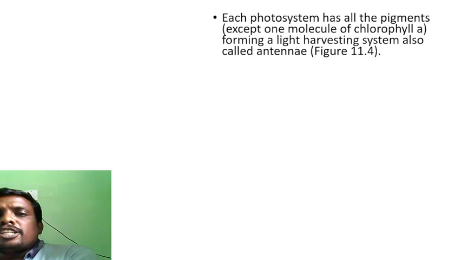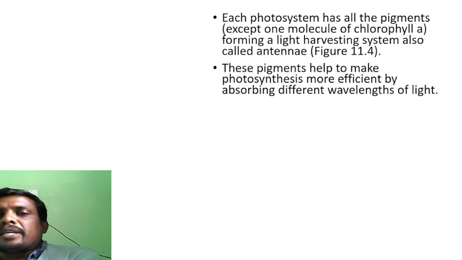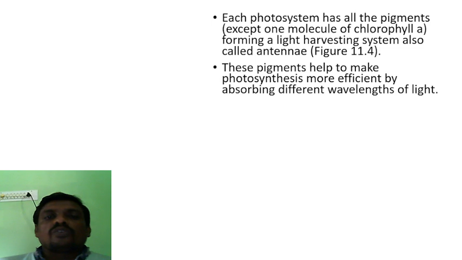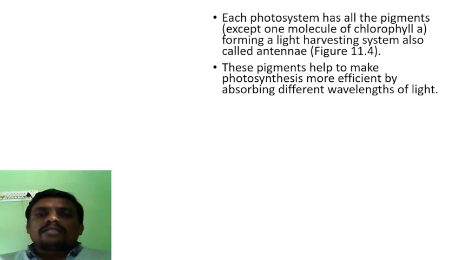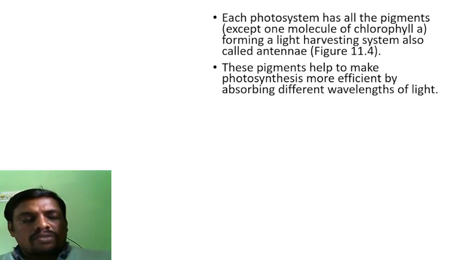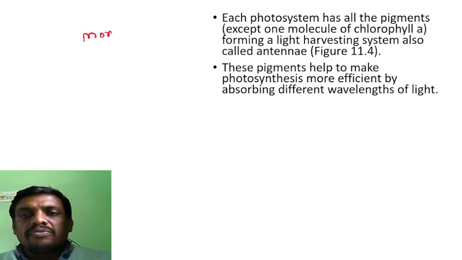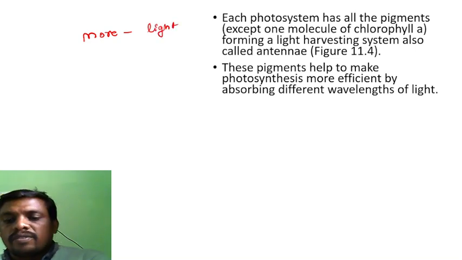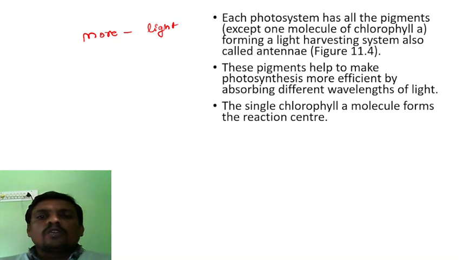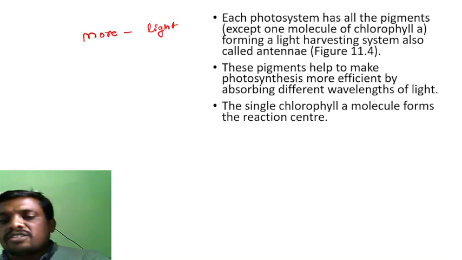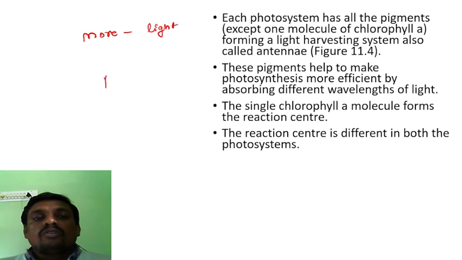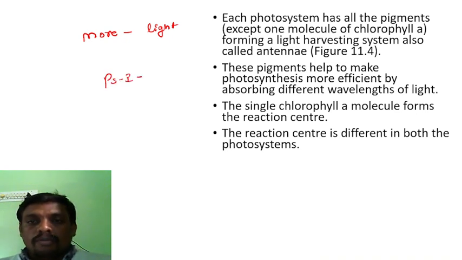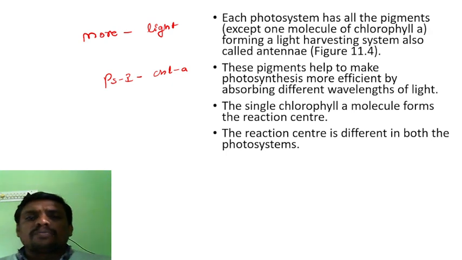Each photosystem has all the pigments except one molecule of chlorophyll A. These pigments help to make photosynthesis more efficient by absorbing different wavelengths of light. The single chlorophyll A molecule forms the reaction center. We have seen that photosystems 1 and 2 are formed by chlorophyll A. The reaction center is different in both photosystems.